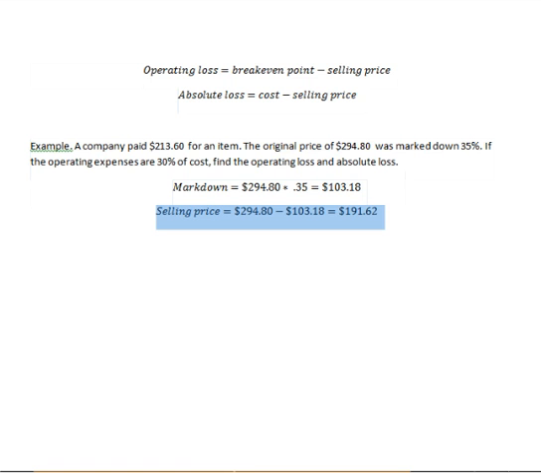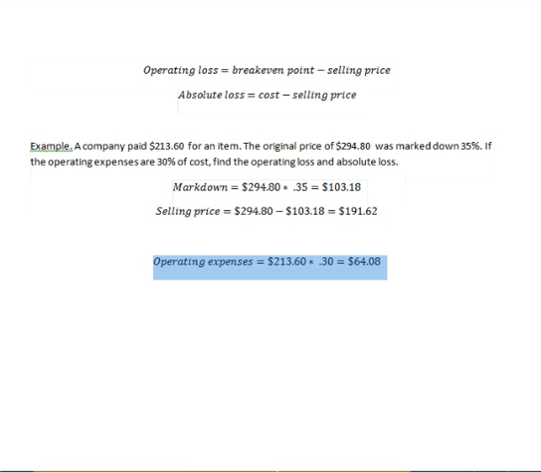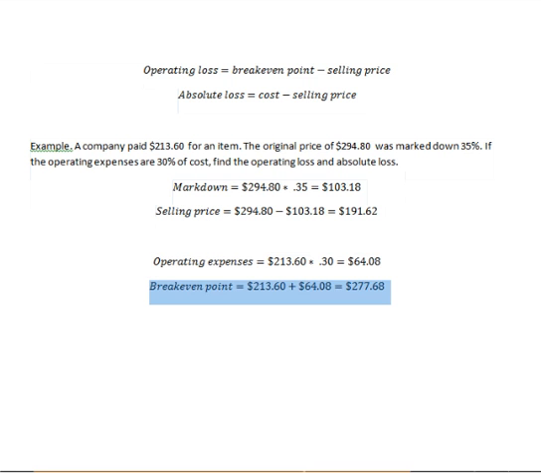Alright, so now we need to find the break-even point. Right, for the break-even point, we need the costs, which were given, and we need the operating expenses. The operating expenses are 30% of cost. Alright, so we're going to take $213.60, or the cost, times 0.3 for the 30%, which will be $64.08. Alright, so now the break-even point is cost plus the operating expenses, so $213.60 plus $64.08 is $277.68.